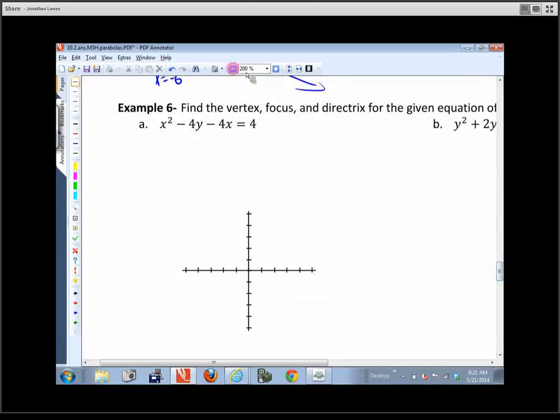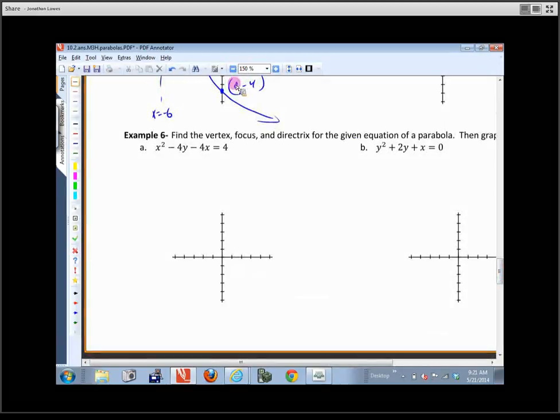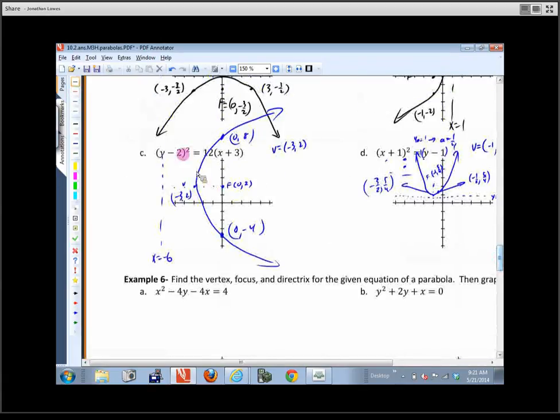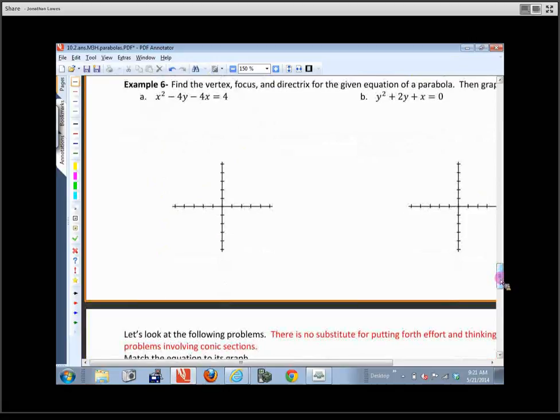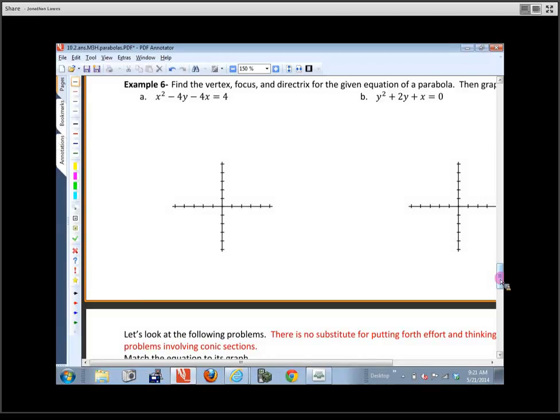These last few problems are actually just a little bit different. These are not written in graph-friendly form, so we have to put them in graph-friendly form, and that graph-friendly form always has a perfect square in it. So if it doesn't have a perfect square in it, what do you have to do? You have to make a perfect square, which means, what's that phrase again? Complete the square. We got to complete the square.